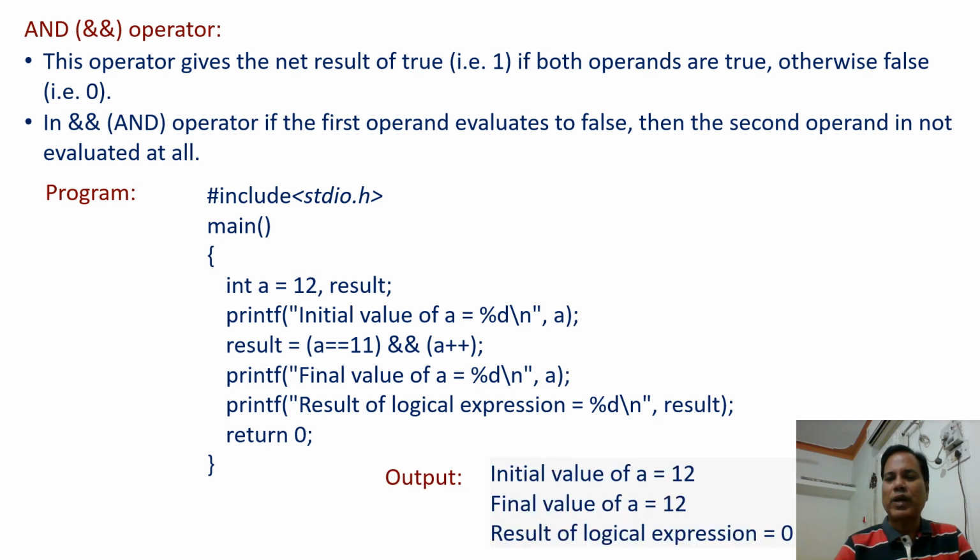So when this program is executed, initial value of A is printed, then final value of A is printed, and result of logical expression, that is 0, gets printed.